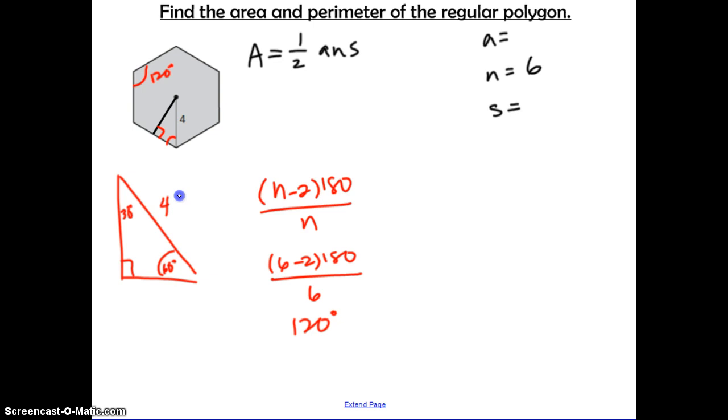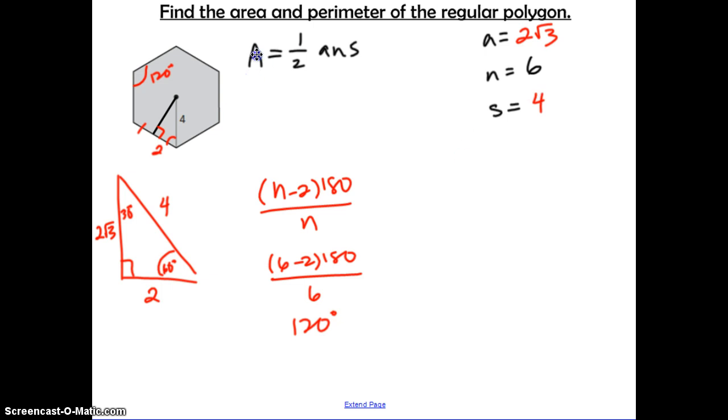And then if we want to find the side lengths, take the hypotenuse, divide by 2 to get the short leg, and then you want to multiply by the square root of 3 to get the long leg. So now we have the apothem, this distance, is 2 times the square root of 3. The side length, we found to be 2, and we said that's half. So our side is 4.